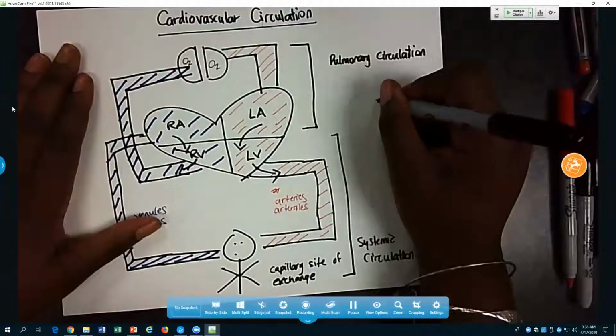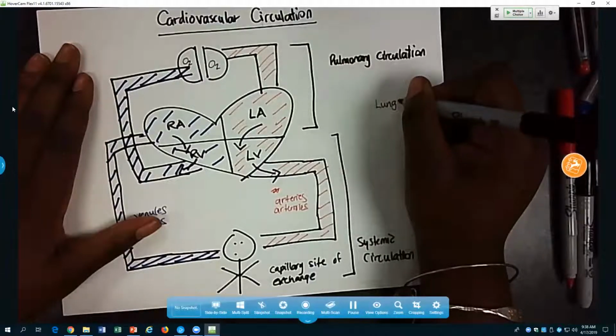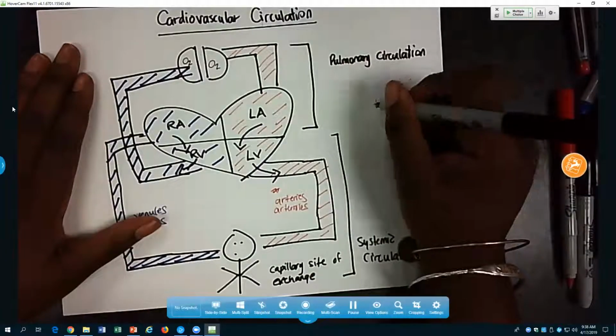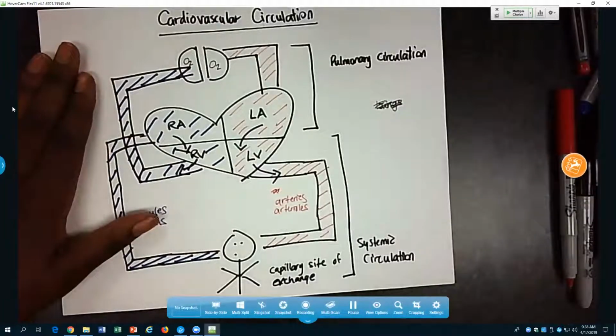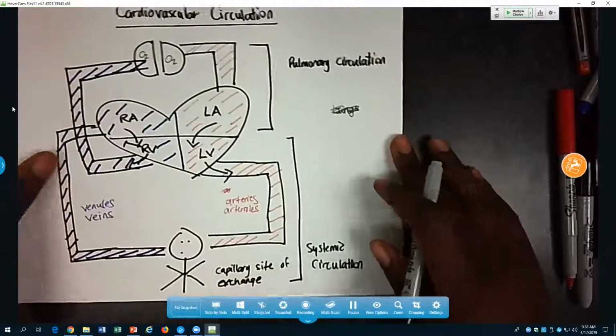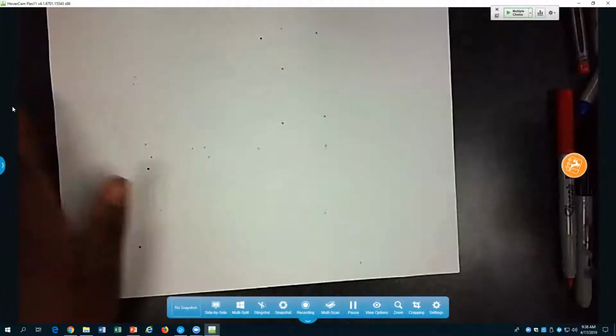So we basically have our lungs. Is everyone done with this? I'll draw it on another paper. Is everyone good with this? Yes? Draw this.